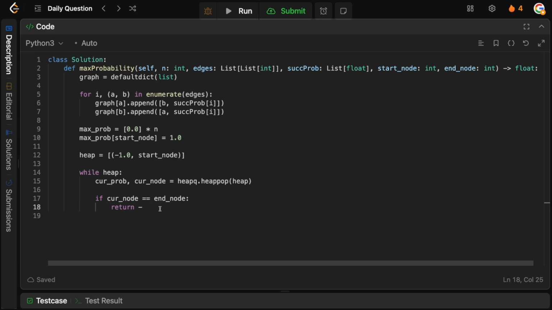So we just need to flip it to basically undo that so we can return the correct result. So we're just going to do minus of whatever the current probability is. And in that case, we're done. We actually don't need to do anything else.